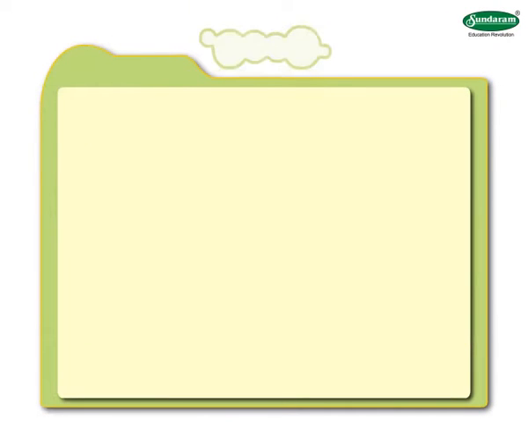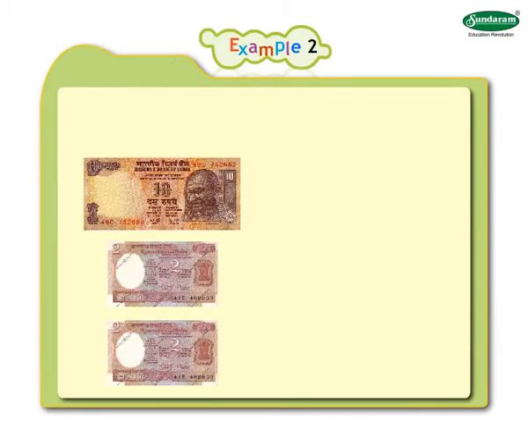See the next example too. Here we have a 10 rupee note, a 2 rupee note and a 2 rupee note. Arrange the numbers vertically as shown to add them and hence find the total amount. First, we will add 10 plus 2, which is equal to 12.